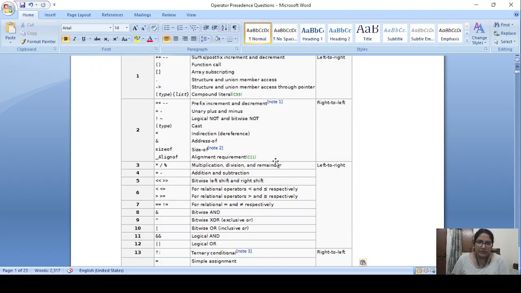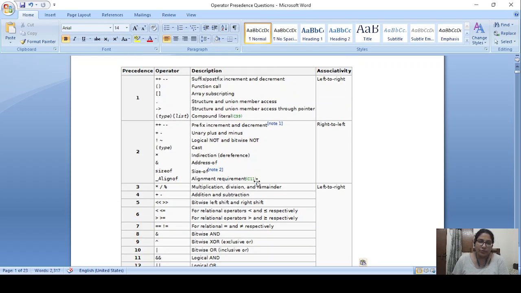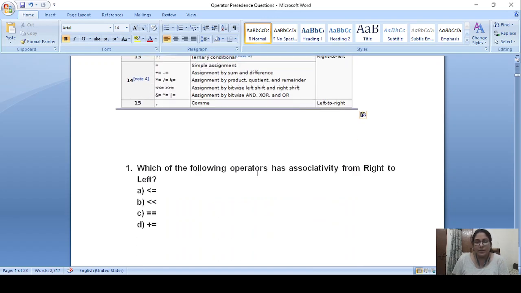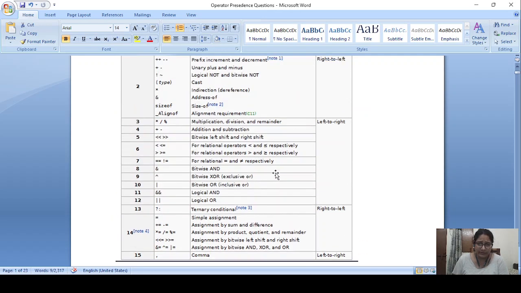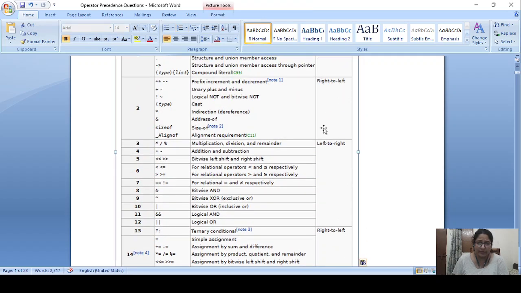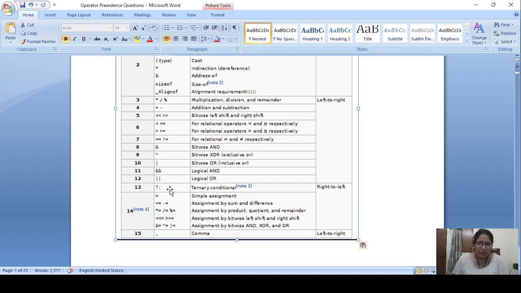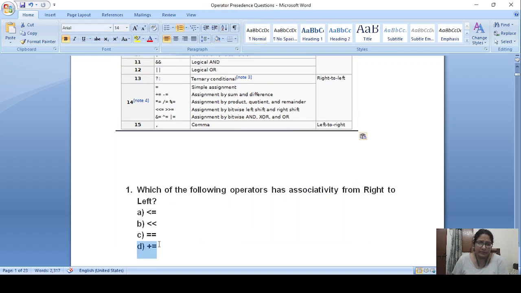So this is the operator precedence table. As I have already told you, you need to remember this table from top to bottom. So let's come to questions. Which of the following operators has associativity from right to left? Right to left, just go to this table: right to left is here, right to left is here, and then there is nowhere else. So the ternary operator, the equal to operator, the plus is equal to operator. So it is the plus is equal to operator.